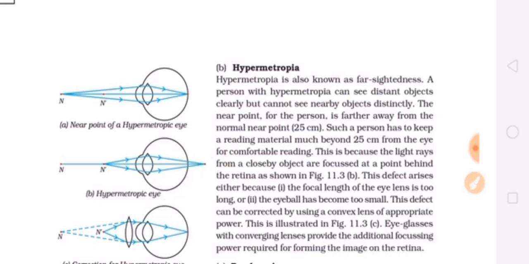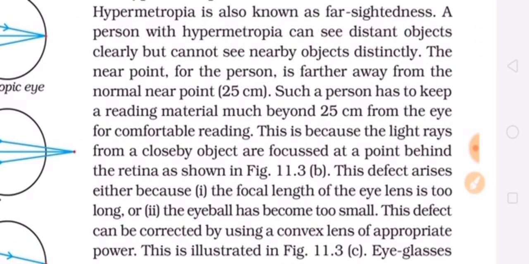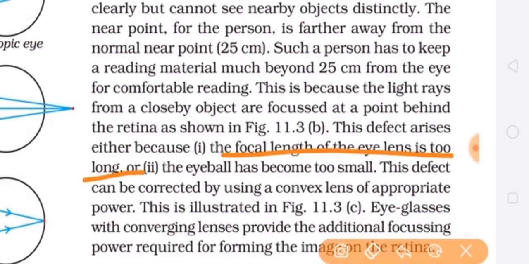And now what are the reasons, what are the causes of this defect? The causes are also opposite. In this, the focal length of the eye lens becomes too long because the rays are meeting behind the retina. It means the focal length of the eye lens is increased, and the eyeball becomes too small. The size of the eyeball becomes small. In myopia, the size of the eyeball was becoming large.